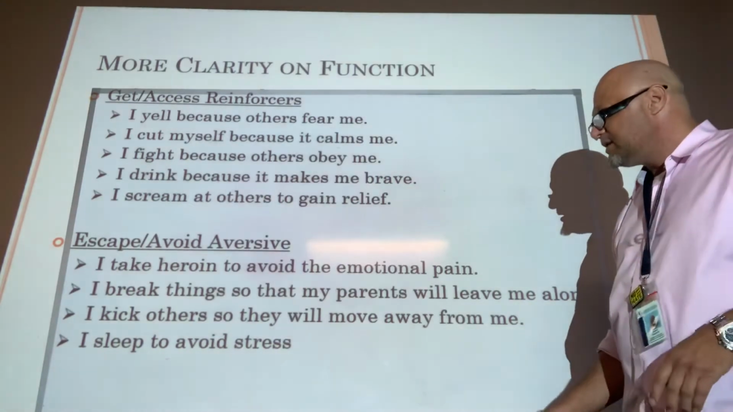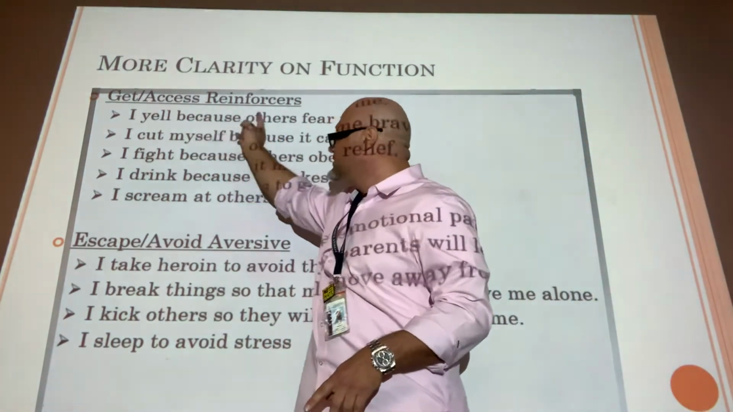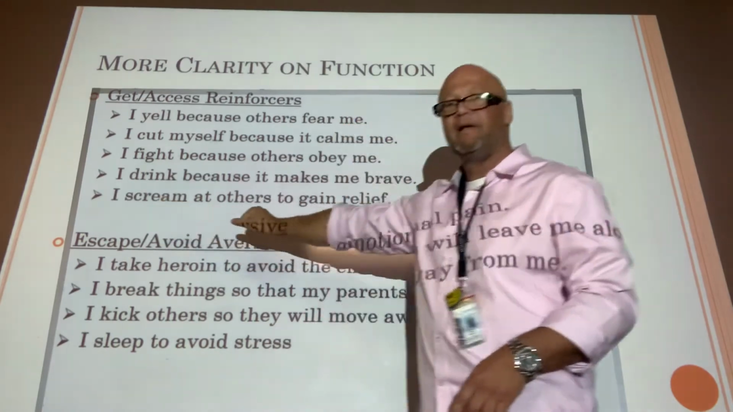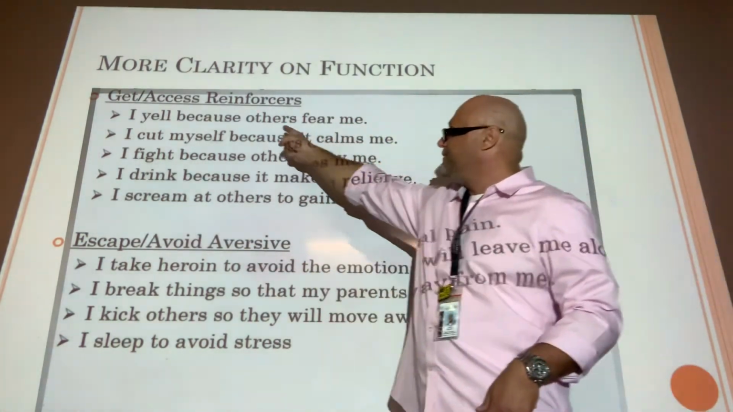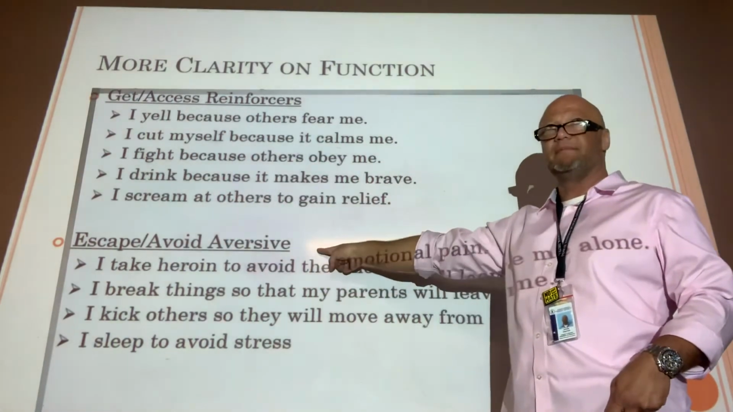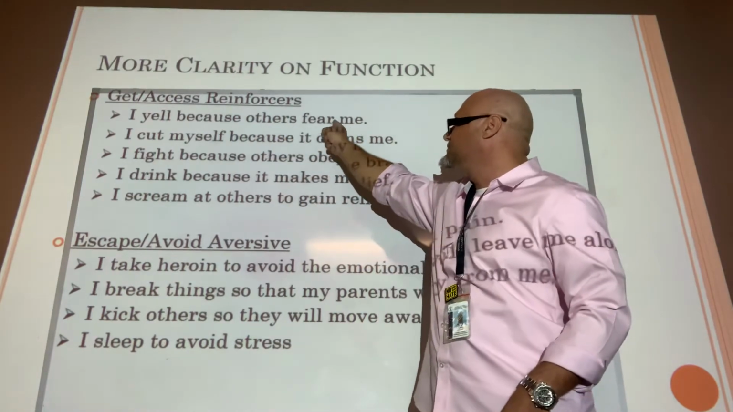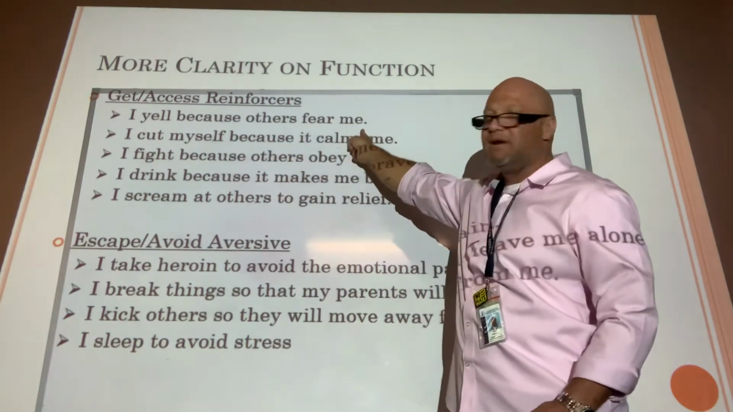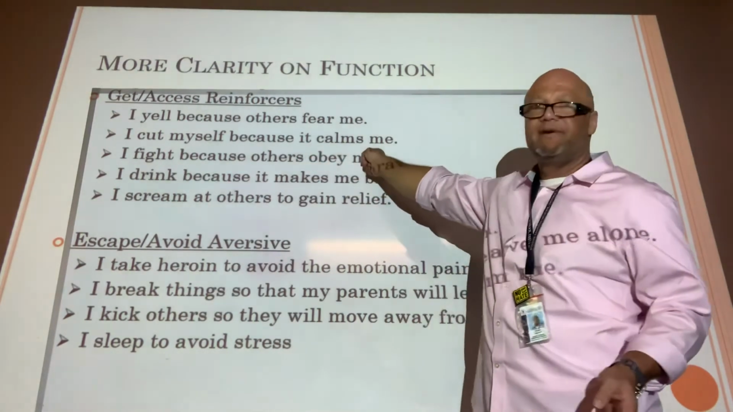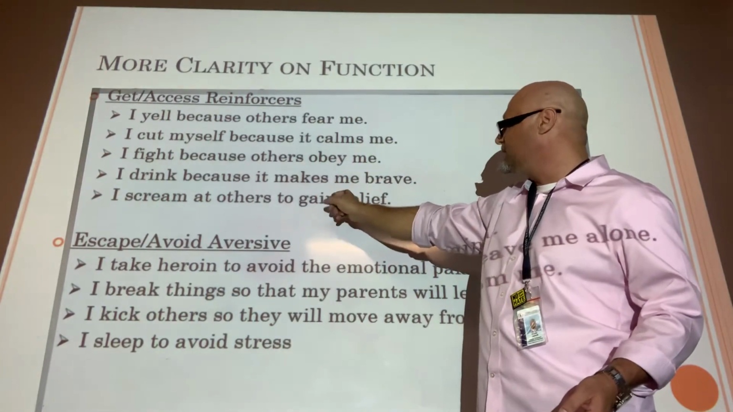So really we're talking about the maladaptive behaviors like yelling, cutting, fighting, drinking, screaming. And then we're looking at the function, which is either to gain something or to avoid something. And then we're looking at what the function is, which is what they want: fear or control, to be calmed down, obedience, compliance, etc.